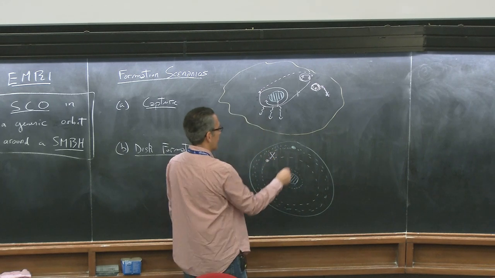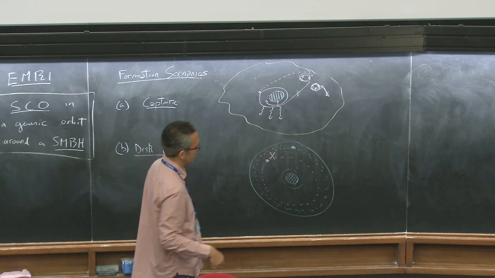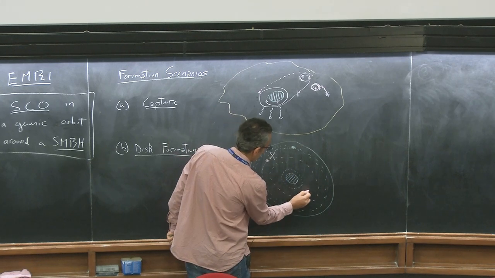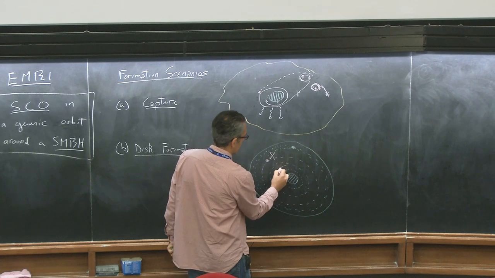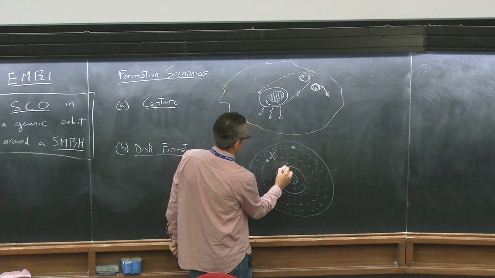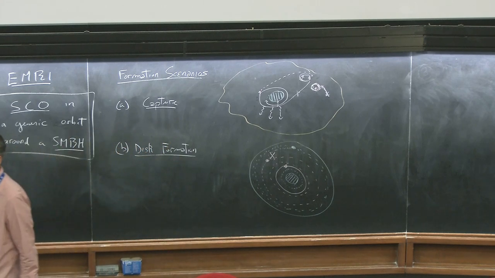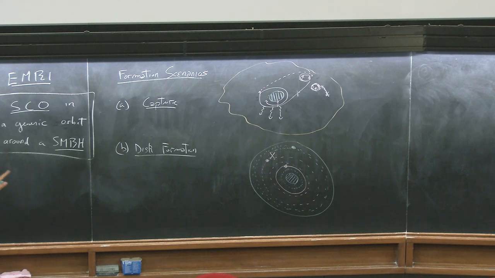And eventually, just like the star was being dragged into the supermassive black hole, this object will slowly move closer and closer in until eventually it enters the gravitational wave-dominated regime, and now you have an embryo. Okay, so I don't work on formation scenarios because I'm not an astrophysicist, so please don't ask me questions.